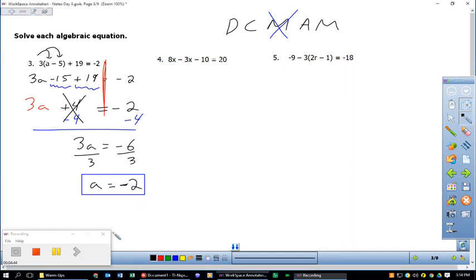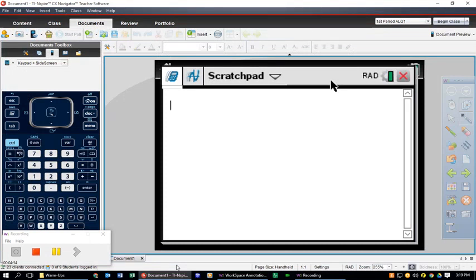Okay, now I'm going to go ahead and go over to my calculator. I'm going to plug this in and check it. All right, so this is 3 times a minus 5. I'm actually going to put the a in there for now, plus 19 equals negative 2. But instead of an a, I'm going to put in a negative 2 because that's what we believe our answer is. So 3 parentheses negative 2 minus 5 plus 19 equals negative 2. And that is a true statement. So we do know, in fact, that a is negative 2.